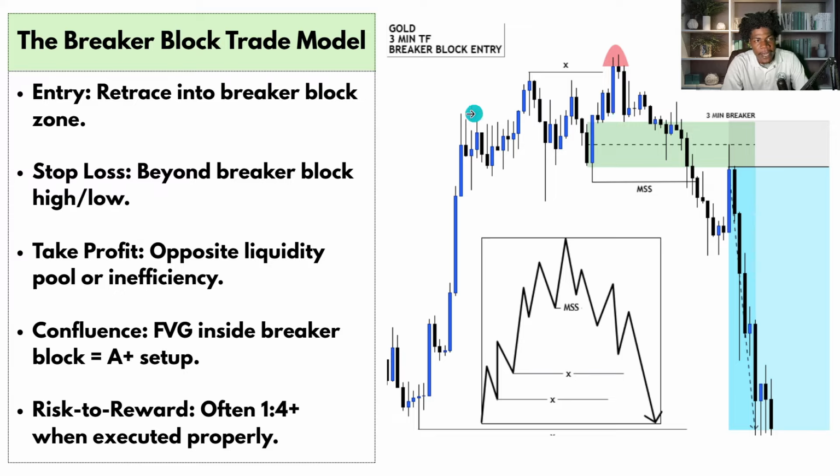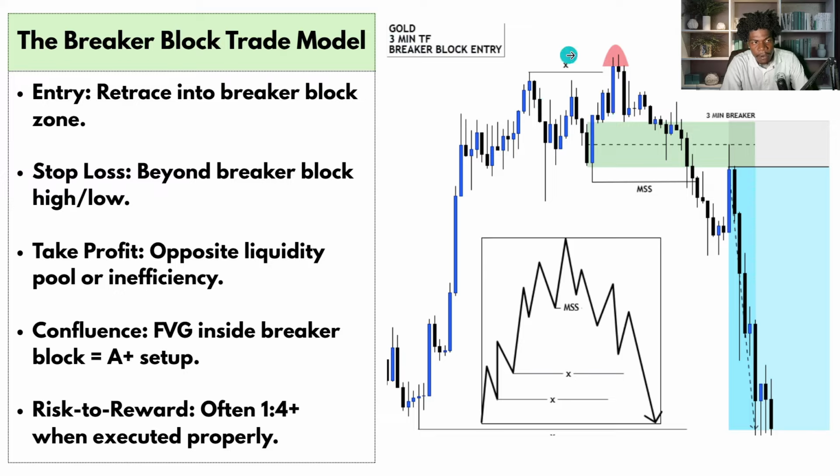Let's go over this schematic right here. This is when I used to trade gold. I don't really trade gold anymore, I'm more on the indices. As you can see right here, this is a gold 3-minute time frame breaker block entry, right? We see the price extend higher and first give us this liquidity run, right?